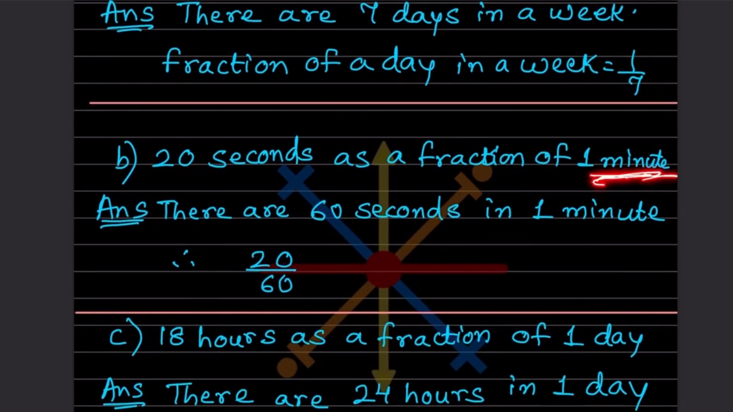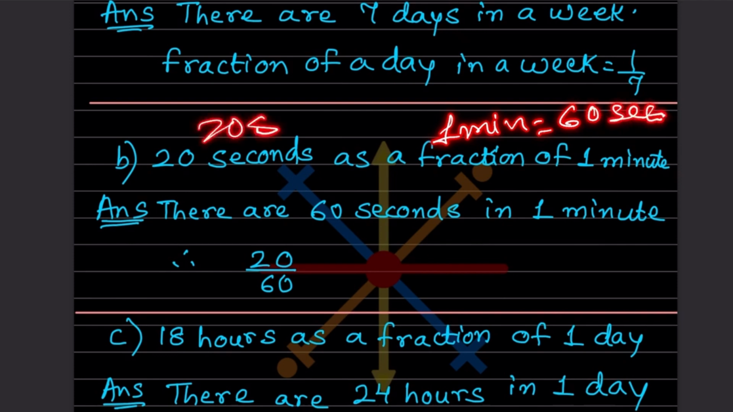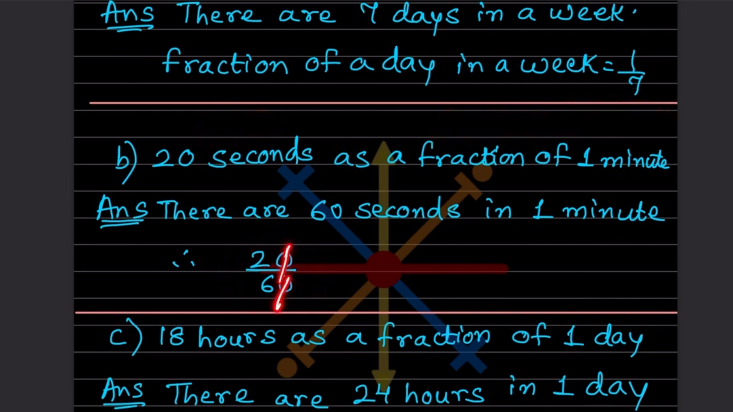So now which is bigger here? Minutes. So there are how many seconds? Now these are seconds. So how many? 1 minute is nothing but 60 seconds. So now what will you do over here? This is 20 seconds and this is 60 seconds. So you are going to write it 20 by 60. And here also you can do one thing. You can cut these 2 zeros. 2 ones are 2, 2 threes are 6, which is 1 by 3.